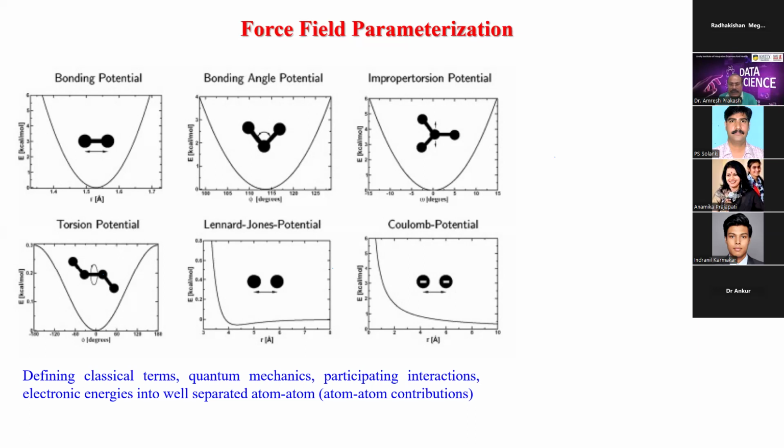These are not only the forces: the bond potential, the bond angle potential, the torsion potential, the Lennard-Jones and the Coulomb force. We also know there are two major interactions we consider when looking at protein and ligand. One is the hydrogen bond interaction and the other is the hydrophobic interaction.